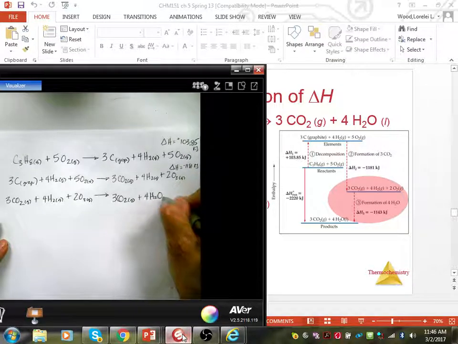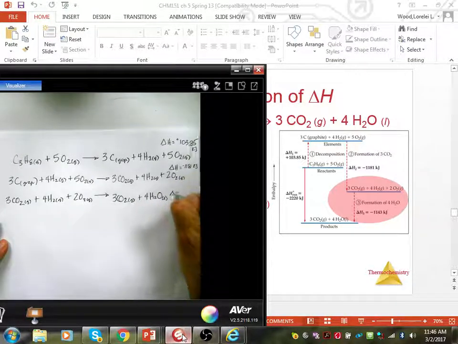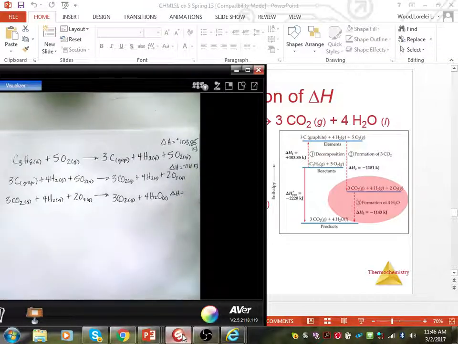Yes, question? I don't think so. I just had to do the best that you can in here. So we got 1143, so it's a negative 1143 kilojoules per mole.